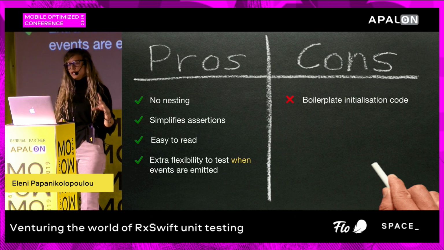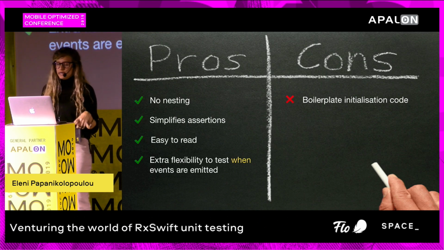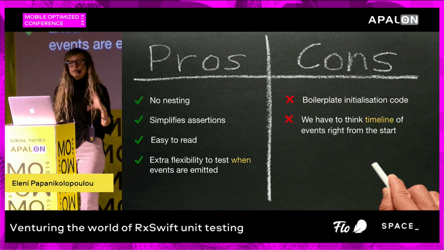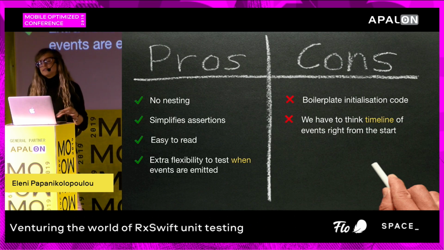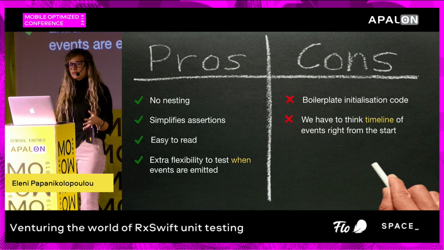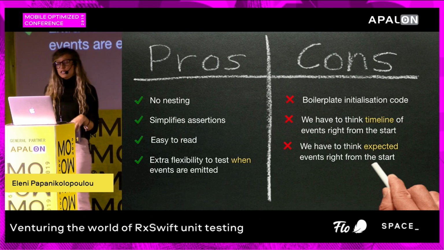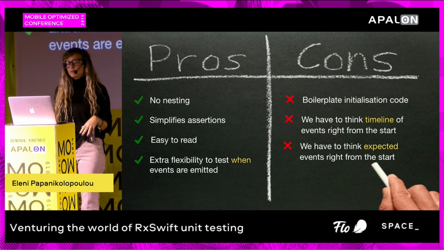But there is a lot of boilerplate initialization code in the before each, and we have to think about the timeline of events right from the start in the before each, which can be simple for simpler flows, but it can be rather difficult, especially if the flows are more cumbersome. And we have to think about the expected events right from the start.